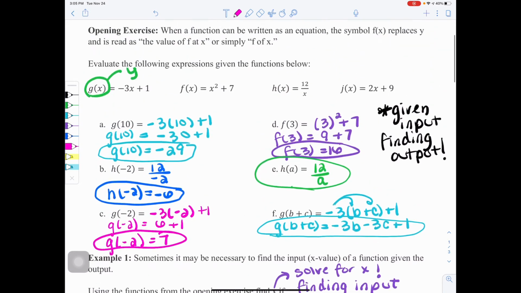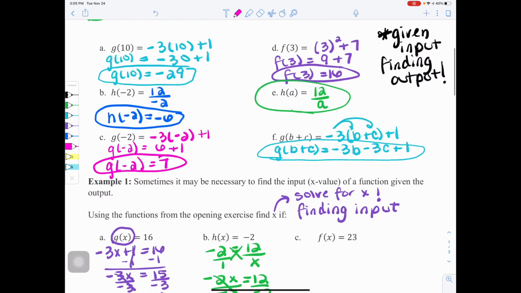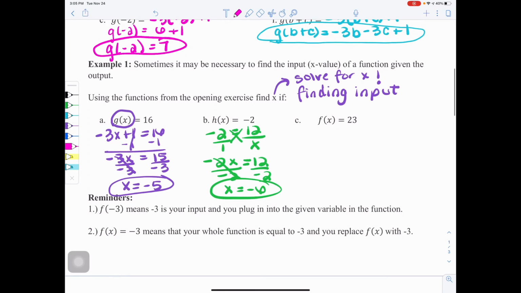F of x equals 23. If we go up here and take a look at f of x, it's x squared plus 7. So 23 is equal to x squared plus 7. And notice what I'm doing. I'm showing you that it doesn't matter which way you write it. You can put the variables on the left and number on the right or vice versa. So now we're going to solve this. First, we're going to move 7 by subtracting it from both sides.